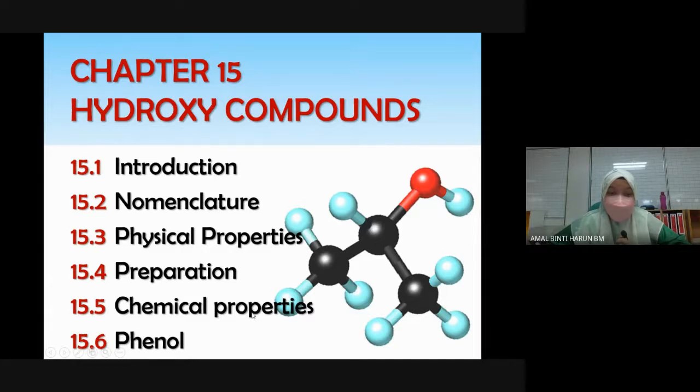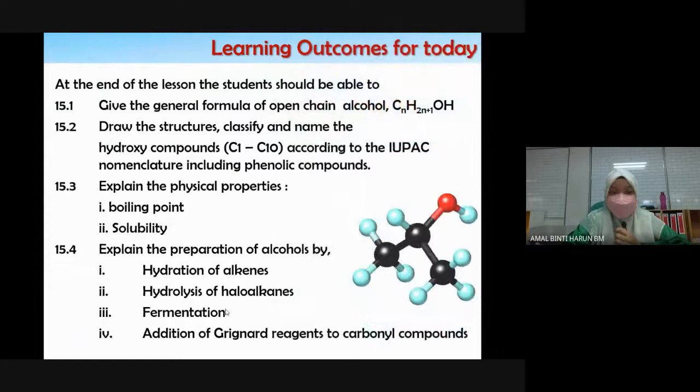Okay, so within these 2 hours, I will explain to you how to classify and name the alcohol, and then we go to the chemical properties that we can distinguish the alcohol. Okay, what are the tests to distinguish alcohol? So ini penting sebab kita nak masuk dalam lab nanti kita nak distinguish benda tu.